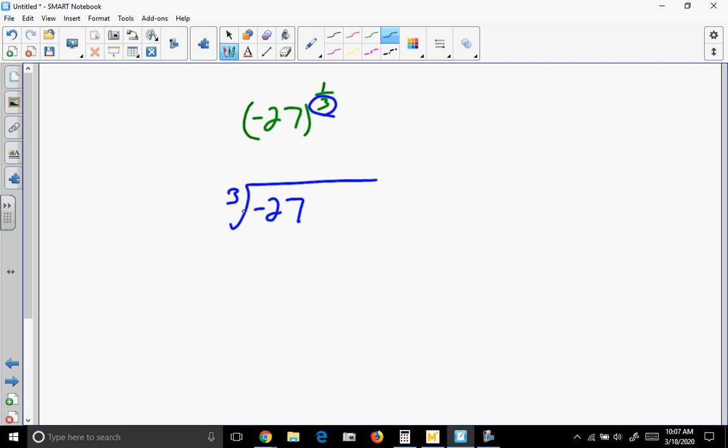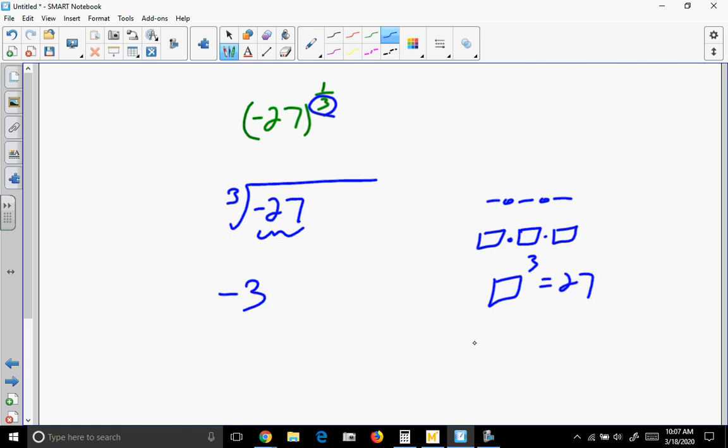So we have to ask ourselves, what number, when we cube it, makes negative 27? Well, the answer is going to be negative, because when we take a negative to the 3rd power, a negative times a negative times a negative makes a negative. And then we ask ourselves, what number, when we multiply it times itself 3 times, gives us 27? In other words, what number to the 3rd power is 27? And that would be 3. 3 times 3 is 9, times another 3 is 27. So negative 3 is the cube root of negative 27.